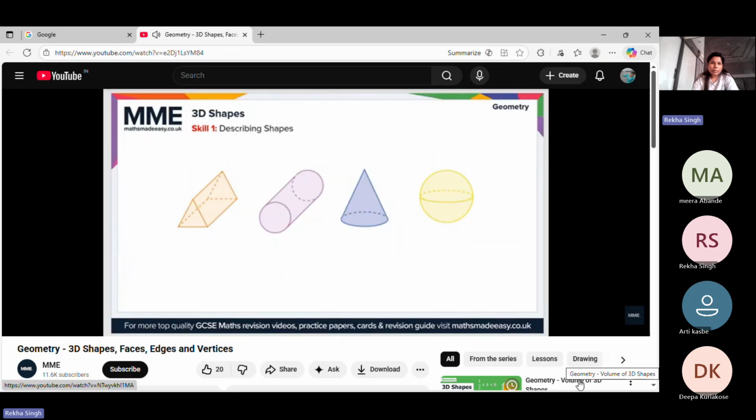So onto some other shapes. So again, I'm just going to put vertices, edges, faces, or VEF for short. So the first shape here is a triangular prism.